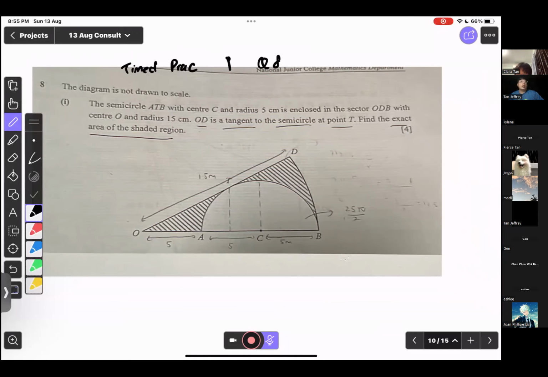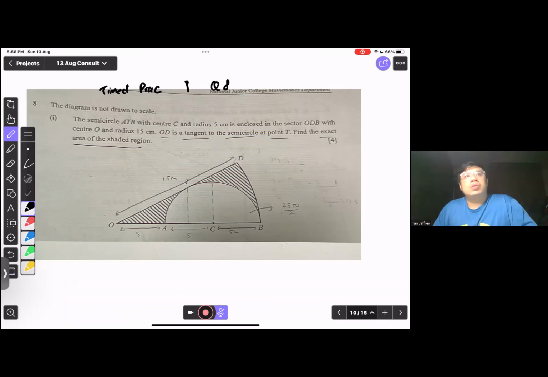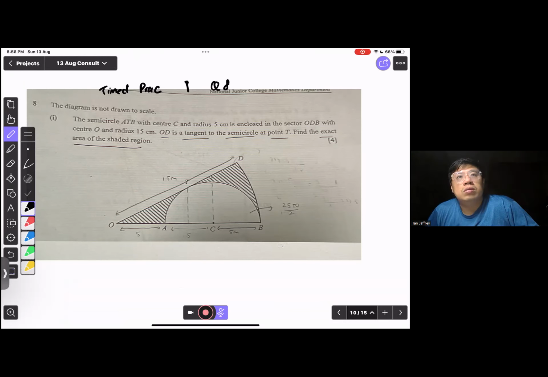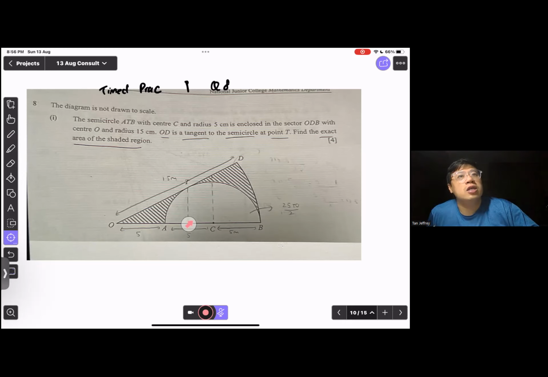Yeah. Okay. Sorry, my Zoom screen, I couldn't see everybody. So, okay, this one, OD is a tangent to the semicircle at point T. Find the exact area. And you found that ODB is 5. Find the exact. Okay, you know that this one is 5. And it seems okay to me then. Seems like you have everything you need.